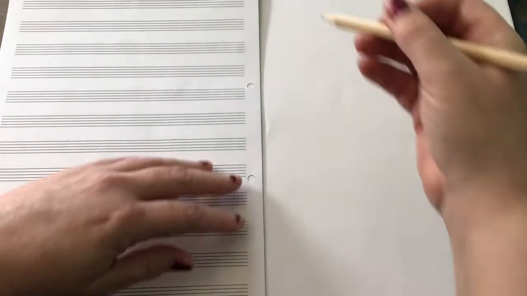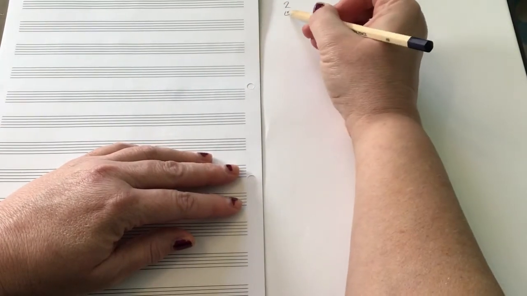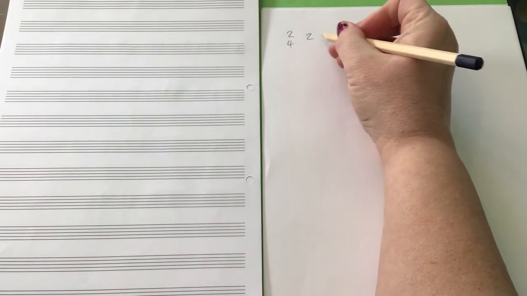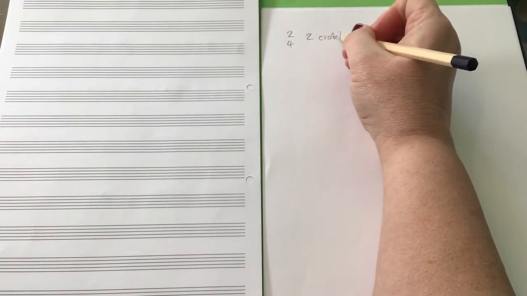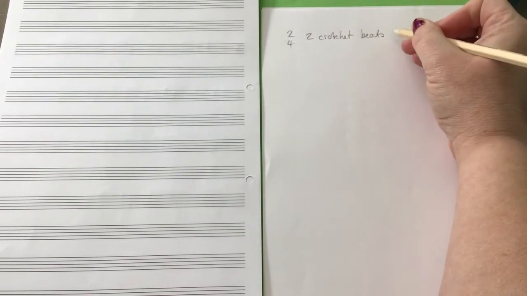Now, a compound time signature is one that can be divided into different numbers and can be divided in different ways compared to simple time signatures. So whereas in a simple time signature we had something like 2/4, which we know hopefully is 2 crotchet beats in a bar. So that is a simple duple time signature.